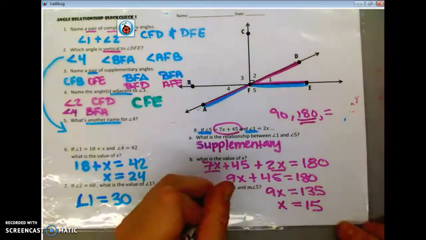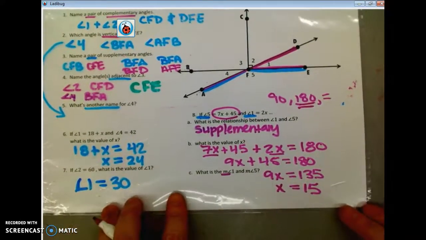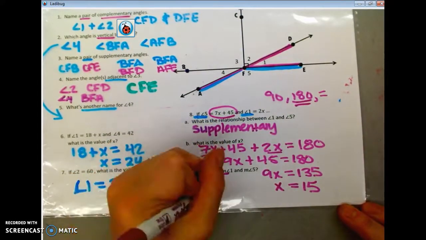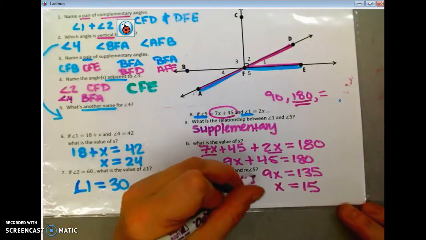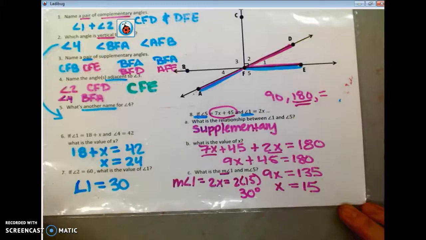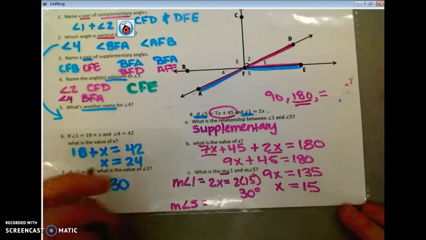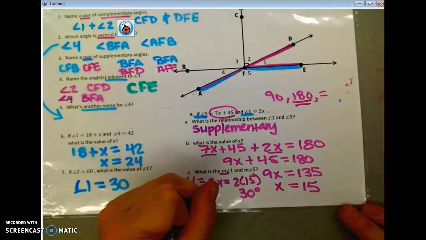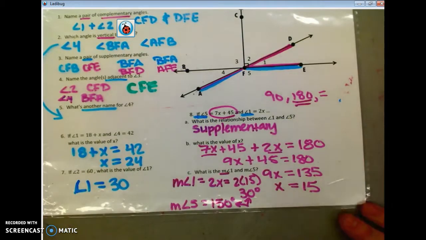Well, if x equals 15, this right here, m, it just means what's the measure of angle 1 in degrees. So if angle 1 is 2x, and x is 15, then it's 2 times 15, which is 30 degrees. And for the measure of angle 5, I can plug it in if I want to, but I already know that they add up to 180. If angle 1 is 30, that means that this one is 150 because they add together to equal 180 degrees.